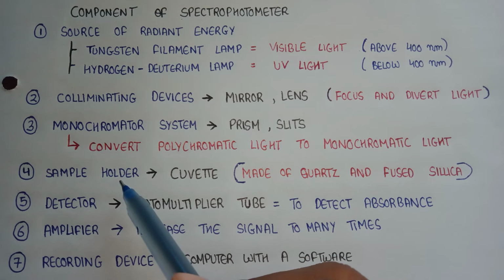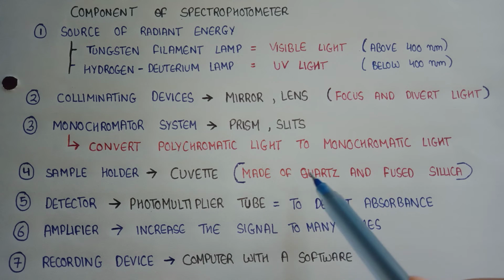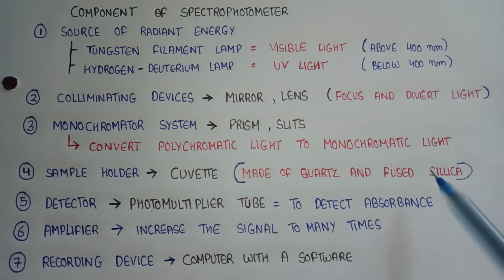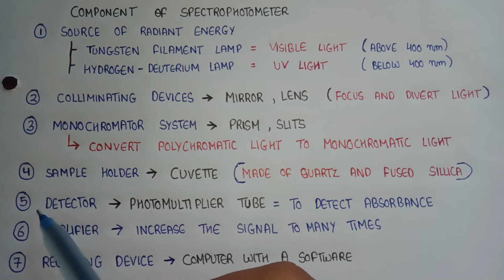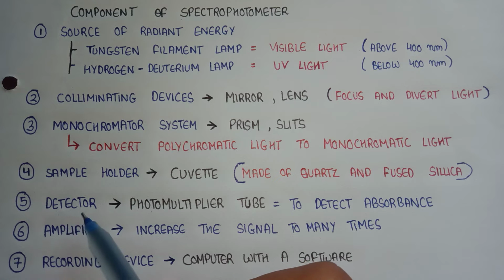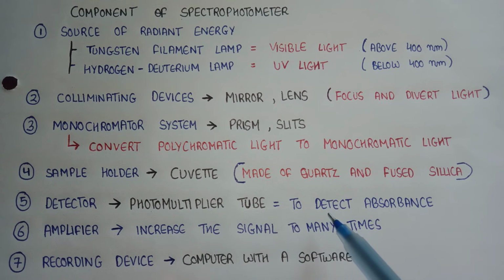Fourth is the sample holder. The sample holder usually consists of a cuvette. It is made of quartz and fused silica. It is used to hold the sample. Fifth is the detector. The detector consists of a photomultiplier tube, and it is used to detect the absorbance, that is, how much amount of light is absorbed by the sample in the sample holder.